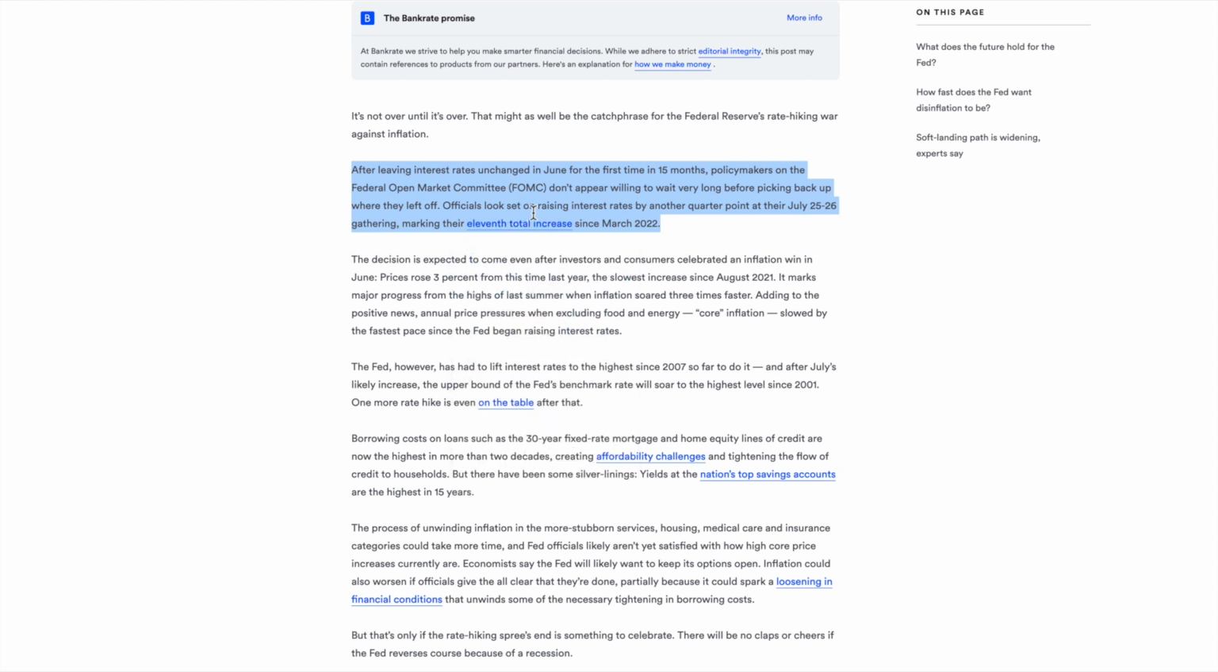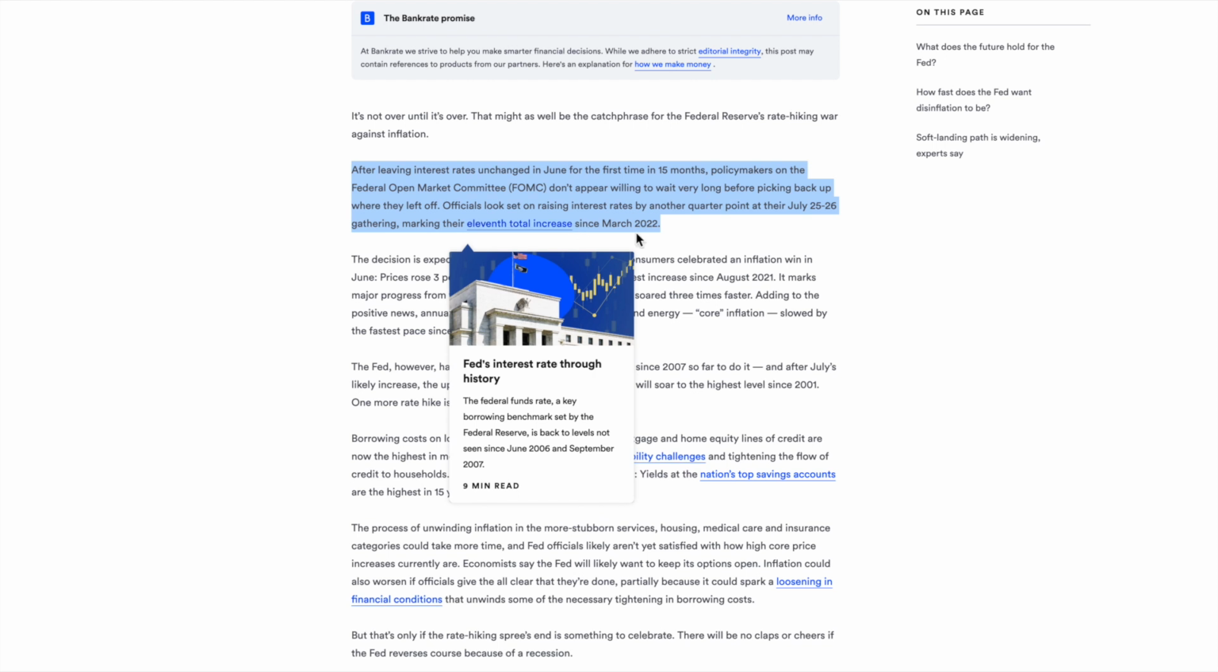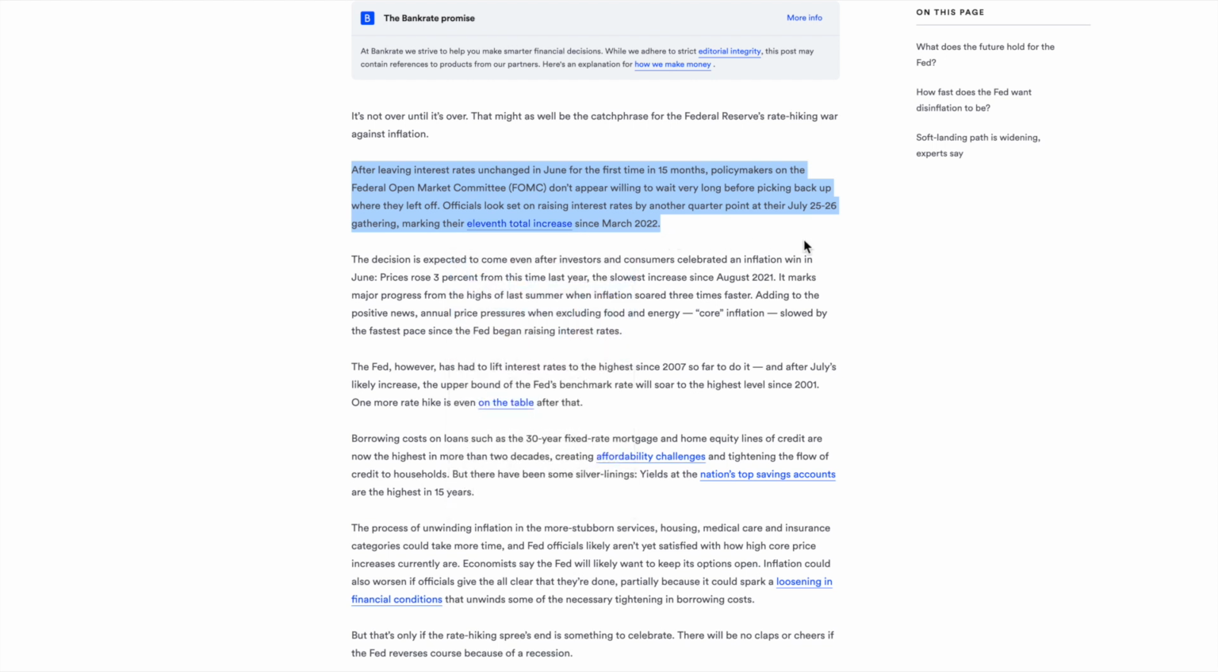Officials look set on raising interest rates by another quarter point at their 25-26 July gathering, making their 11th total increase since March 2022. So the decision, more than likely, with a high degree of probability, will be another 0.25% increase on Wednesday. We'll have to look at exactly what the consequences of that will be to the Bitcoin price. And obviously, at the current subdued price of 30,000, it's already baked into the price. So anything different will have a different trigger to the Bitcoin price on Wednesday.